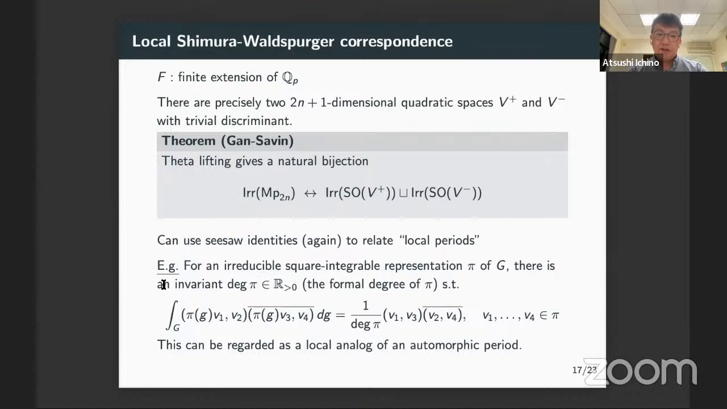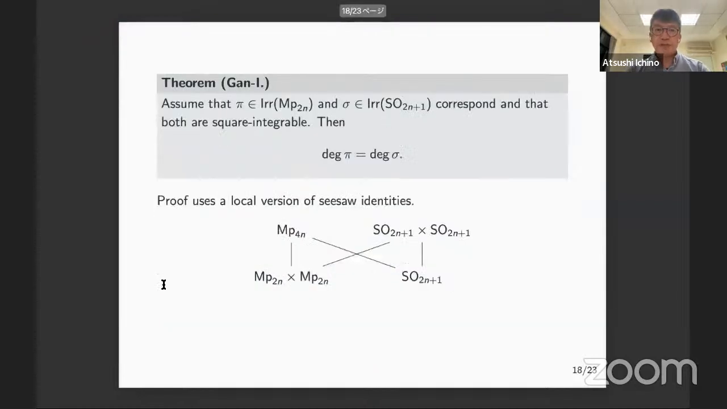And on the left hand side, we see an integral of a matrix coefficient. And a matrix coefficient is a kind of automorphic form. So we can regard this degree of pi as a local analog of an automorphic period. And actually, by using the seesaw identity below, we can prove the following local period relation.